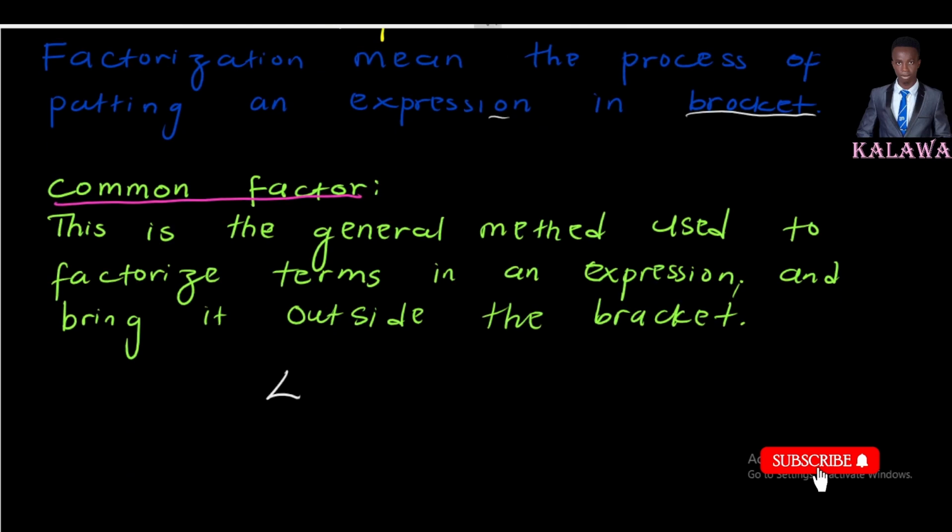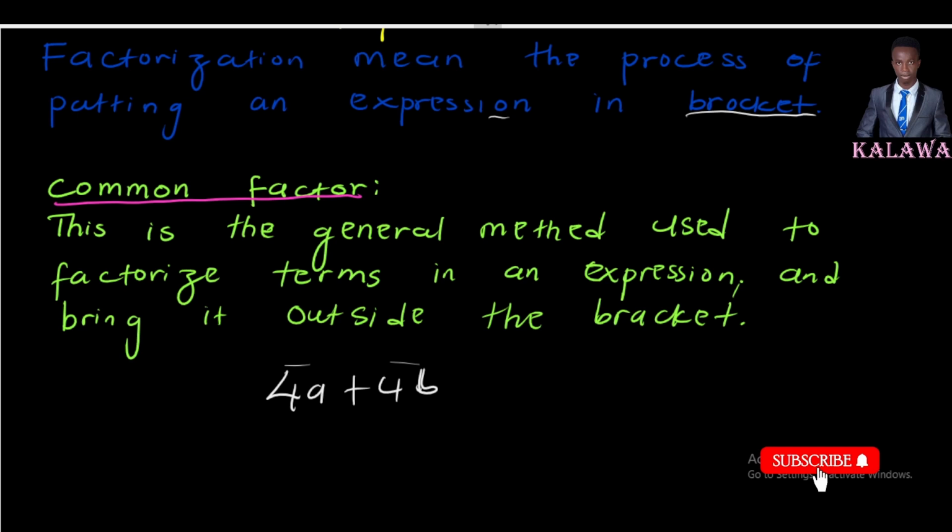Let's say we have 4a plus 4b, and the requirement is that we should factorize this expression. So this is an algebraic expression. This is one term and this is the other term. To factorize, we say we should what? Use a method of putting an expression in brackets. So how do we put this in brackets?